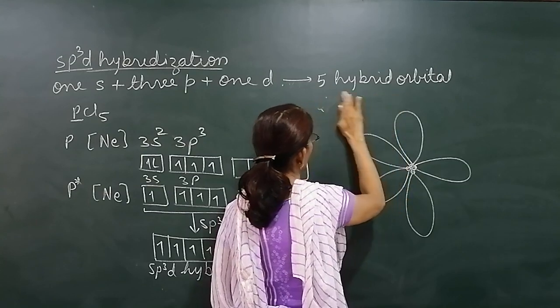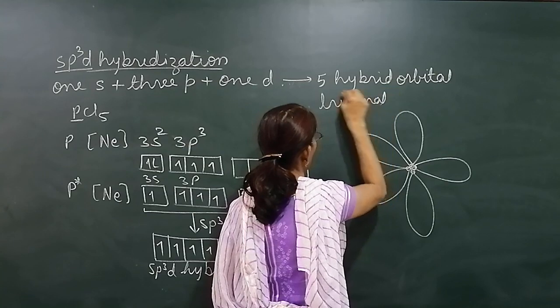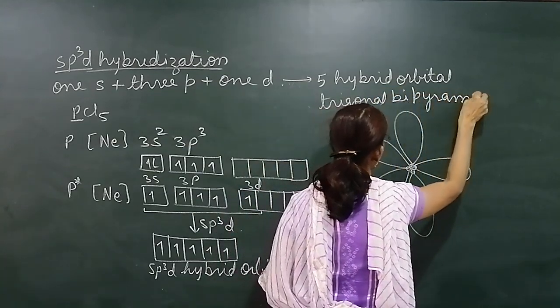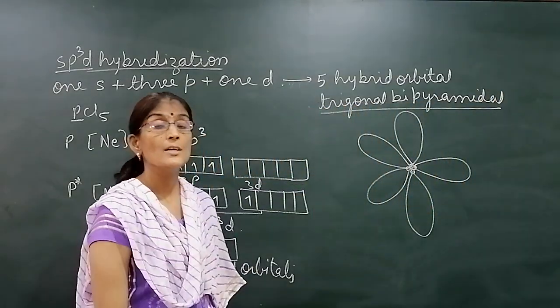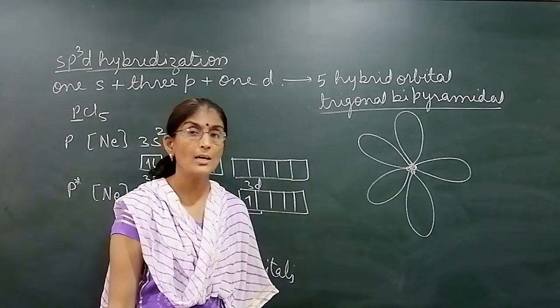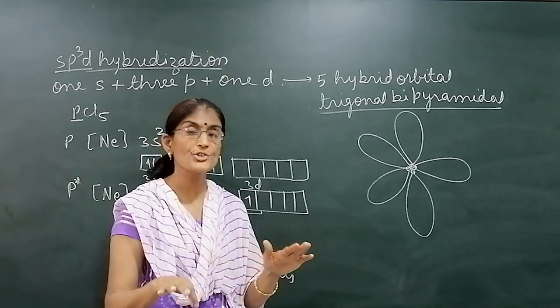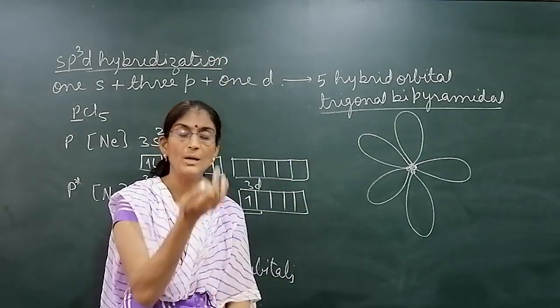Shape is trigonal bipyramidal. What is the shape or geometry when sp3d hybridization takes place? Trigonal bipyramidal. Three hybrid orbitals lie at an angle of 120 degrees, making a planar triangular shape, one above the plane and one below the plane.